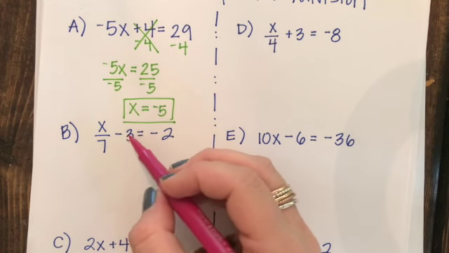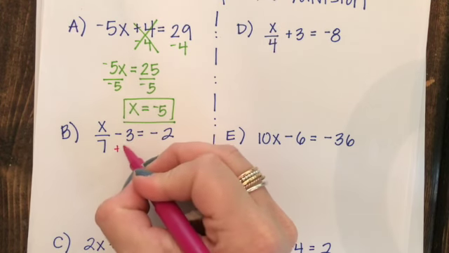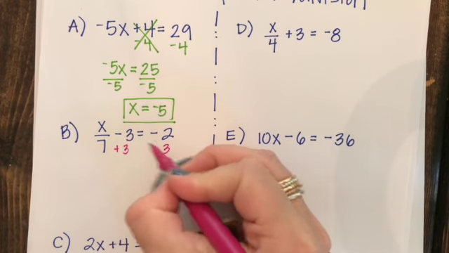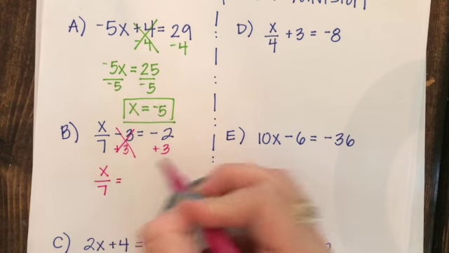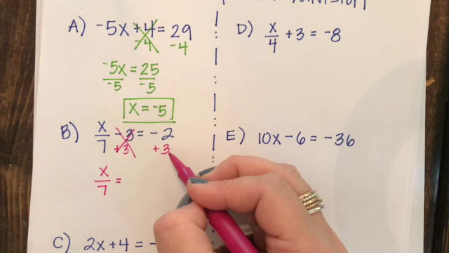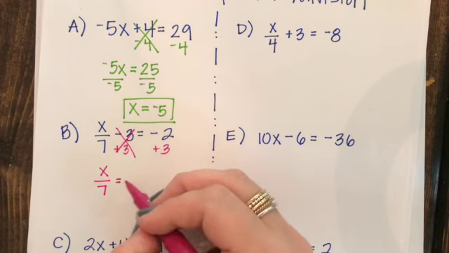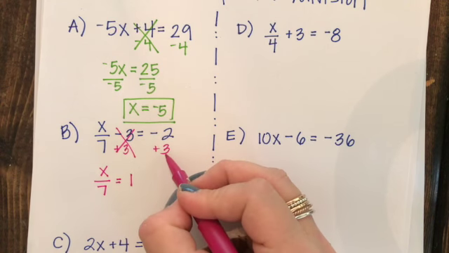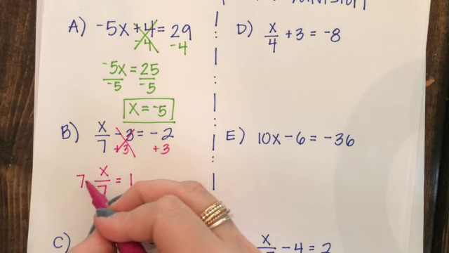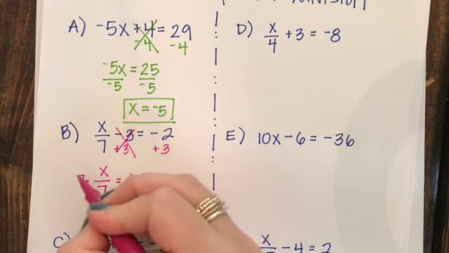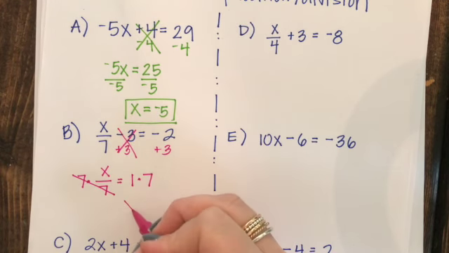On letter B, we're going to undo this subtraction first. So we're going to add 3 to both sides. And then I'm having to remember my integer rules that we reviewed on Monday. Negative 2 plus 3, they're different signs, so I subtract them. 3 minus 2 is 1. 3 is bigger and it's positive, so it's positive 1. Now I'm going to multiply both sides by 7 because x is being divided by 7. So that cancels out.